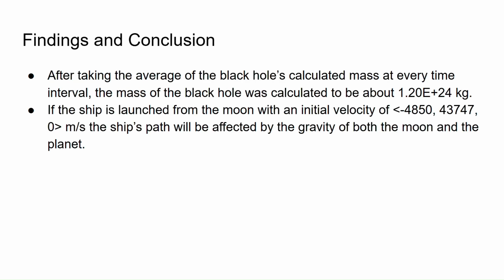Findings and conclusions. After taking the average of the black hole's calculated mass at every time interval, the mass of the black hole was calculated to be about 1.2 times 10 to the 24th kilograms. If the ship is launched from the moon with an initial velocity of negative 4,850 in the x direction and 43,747 in the y direction, meters per second, the ship's path will be affected by the gravity of both the moon and the planet. And I didn't point it out earlier, but if you look at the GlowScript code, the ship did not crash either.